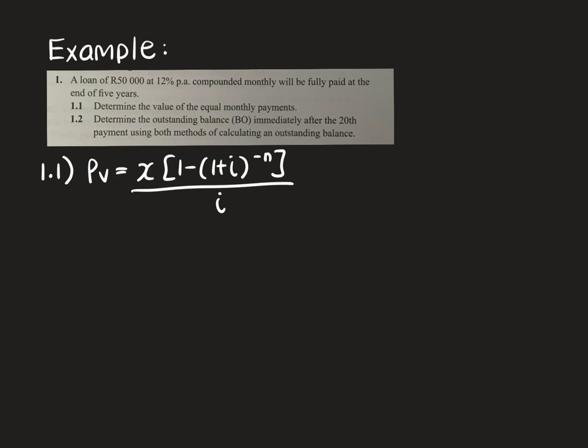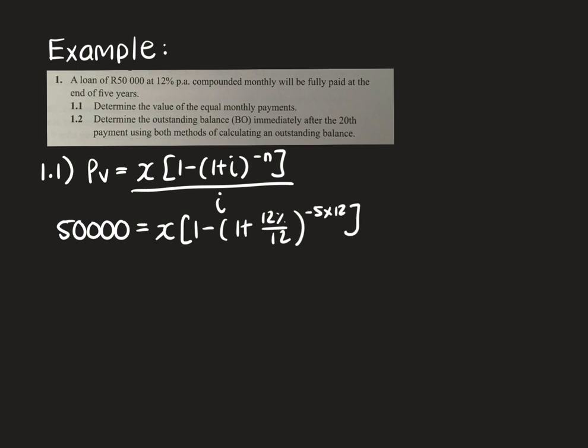So present value is our present value loan. So that's 50,000 equals x, which is what we're trying to figure out, 1 minus (1 plus i, which is your 12% over 12), close bracket, to the power of 5 years, so it would be minus 5 times 12. Remember, if we're dealing in months, everything has to be in months. Oop, that's a horrible line, James.